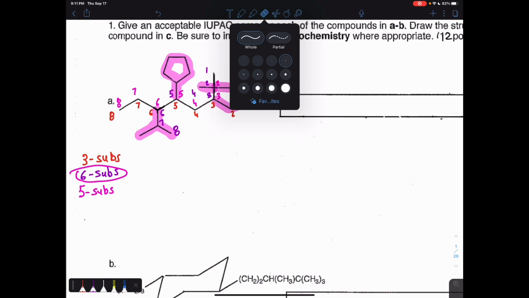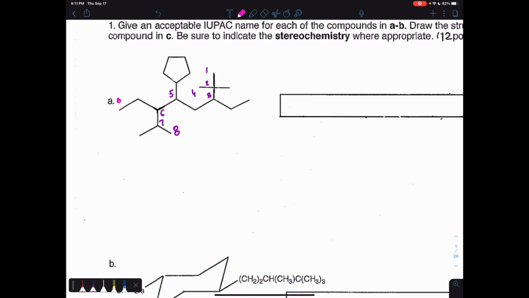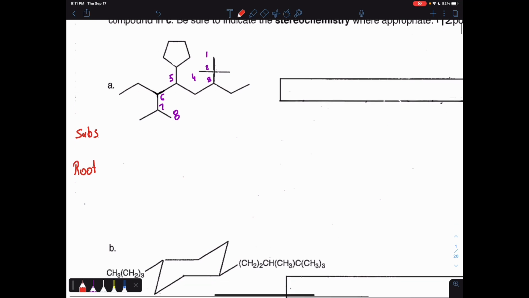So let's erase everything that is not the purple. All right, so we know it's going to be the purple one. Let's erase that. Now, how I like to do it from here on is working with the system. I start by putting the subs, and then I'll have the root, and lastly, if I have any stereo to look at.